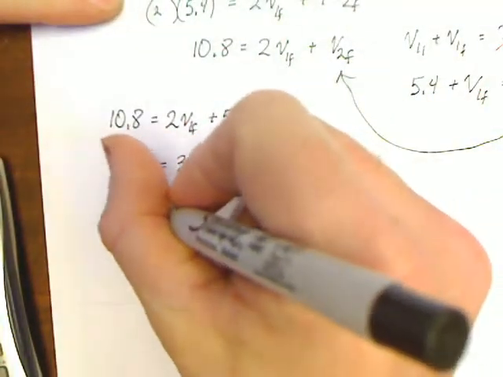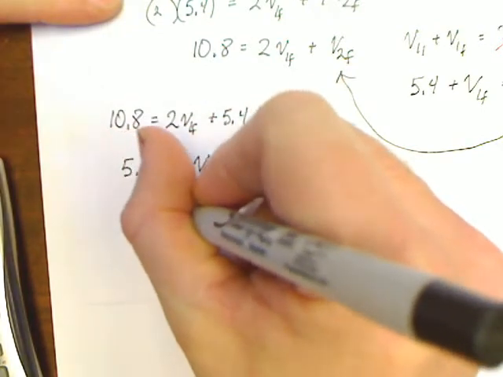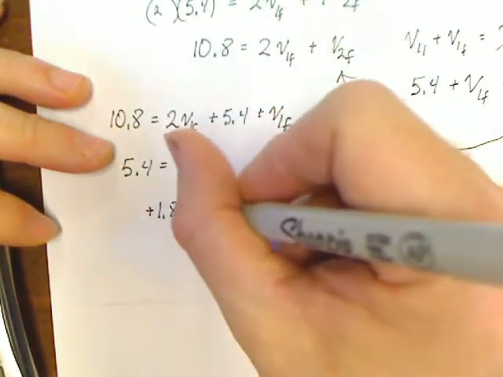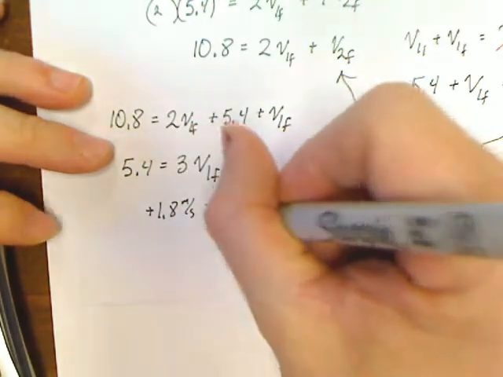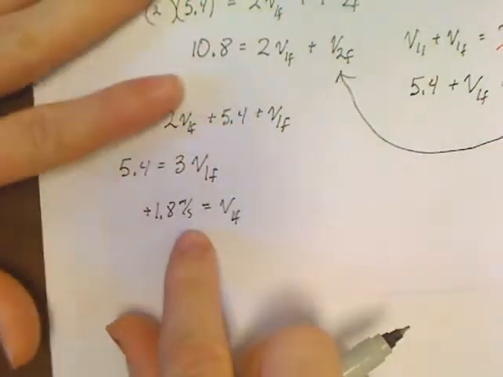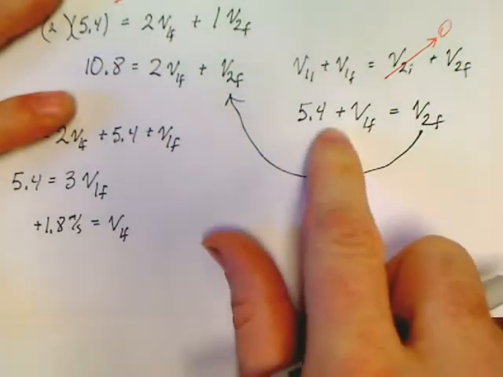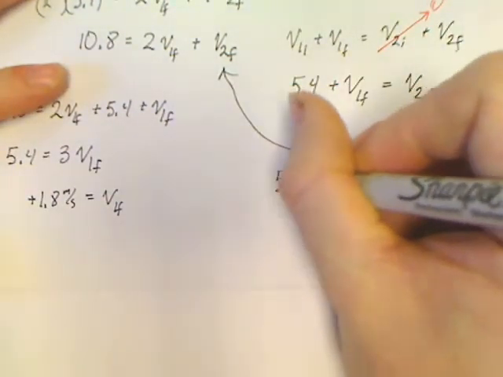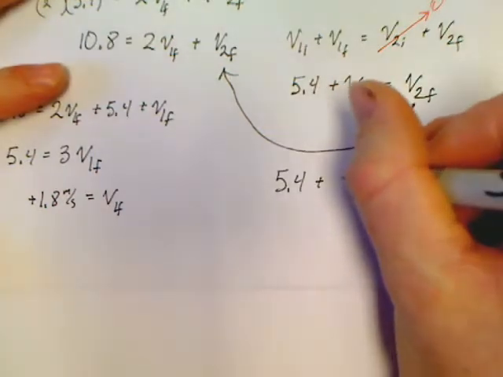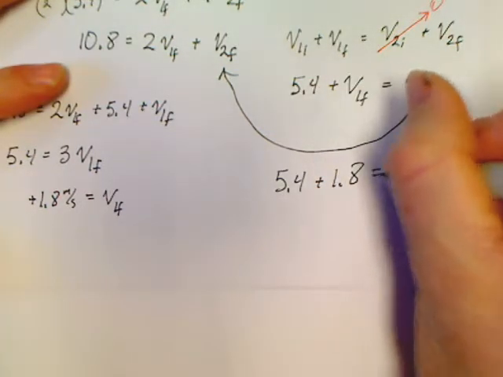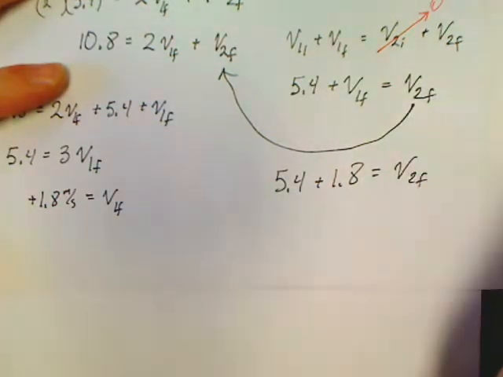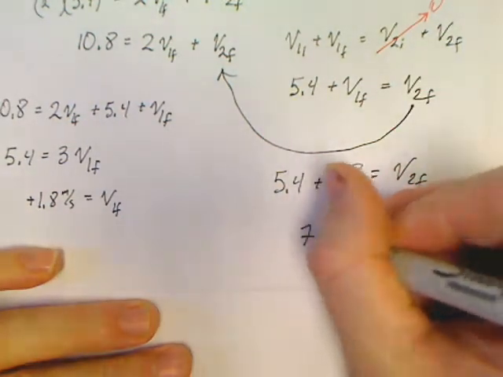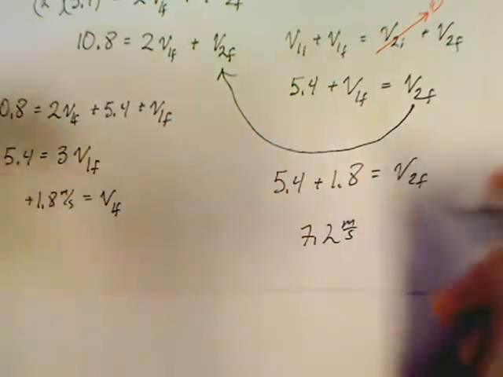And it's positive, and that is important. Positive 1.8 meters per second. So there's V1F. And now if I want to know V2F, well, I can go right here and plug it in: 5.4 plus 1.8 equals V2F. And sure enough, you plug this together and you get 7.2 meters per second.